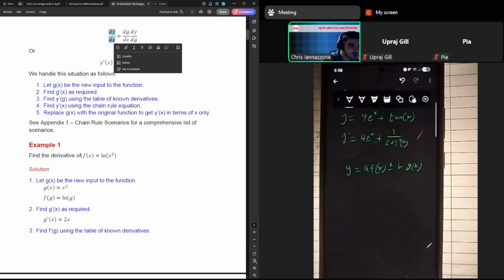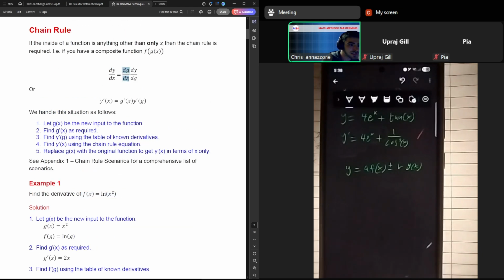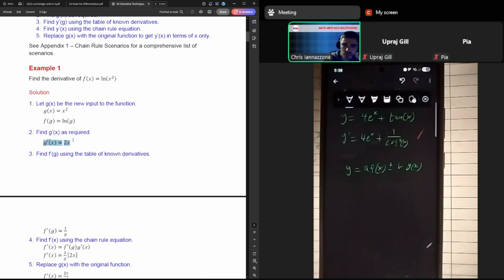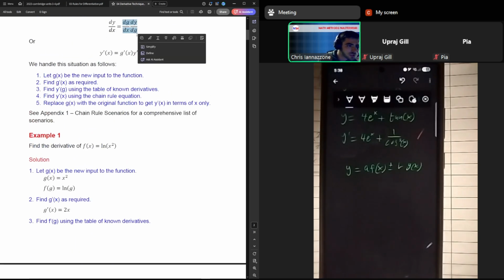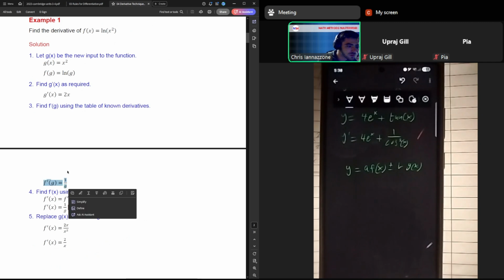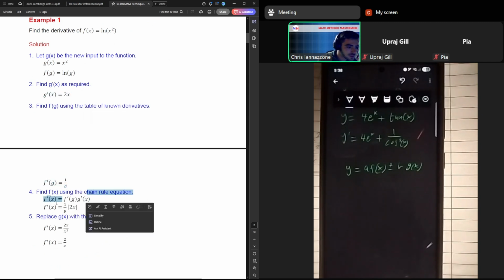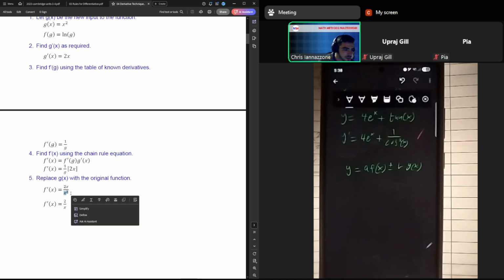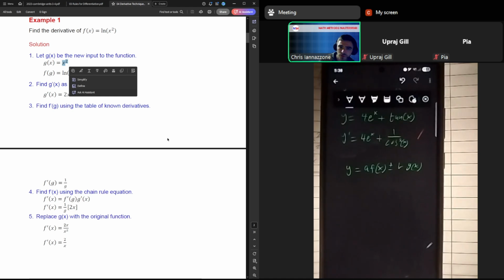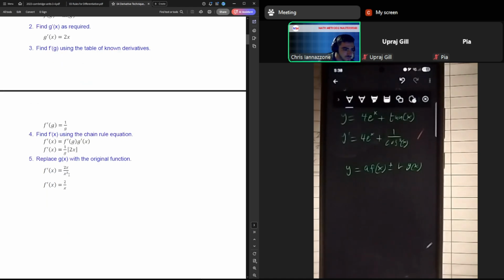dy on dx, so derivative of this whole thing, is dg on dx multiplied by dy on dg. This is dg on dx, the derivative of g with respect to x. This is dy on dg, the derivative of y with respect to g. So it says to multiply those two things together, and so that's what we'll do. This multiplied by this, and that's what this ends up looking like here. 2x over g, where g was x squared. You just want to make sure you put that back in at the end, and then obviously do any further simplifications if necessary.